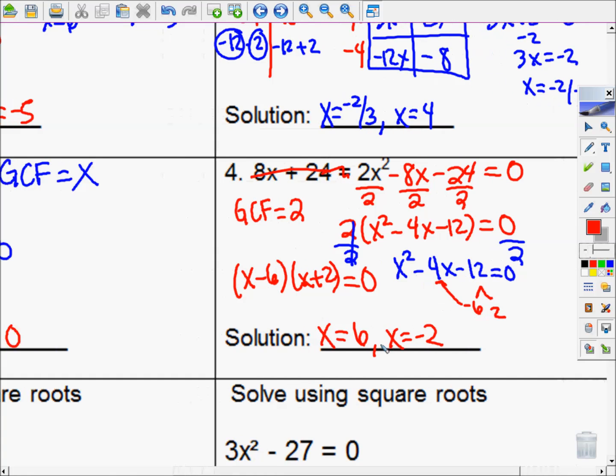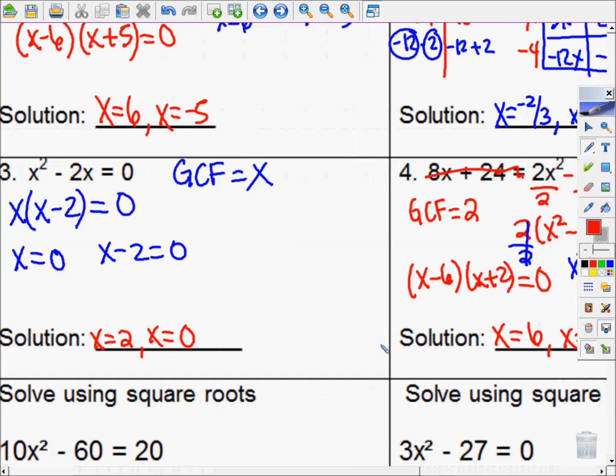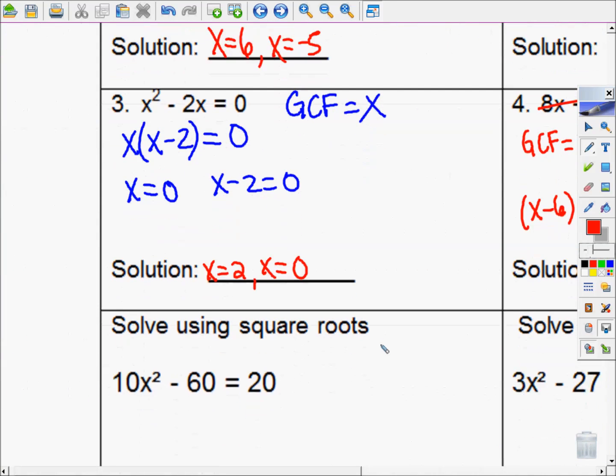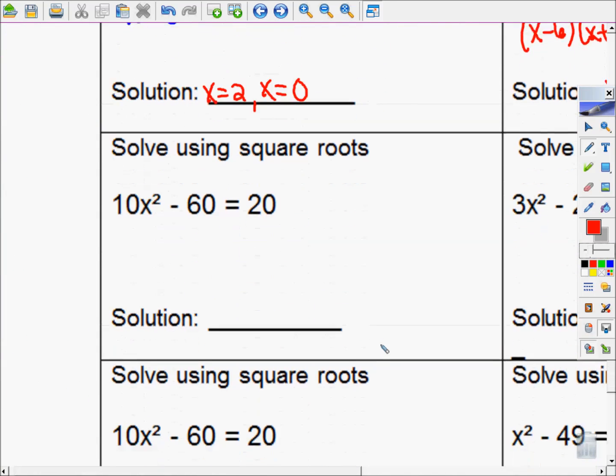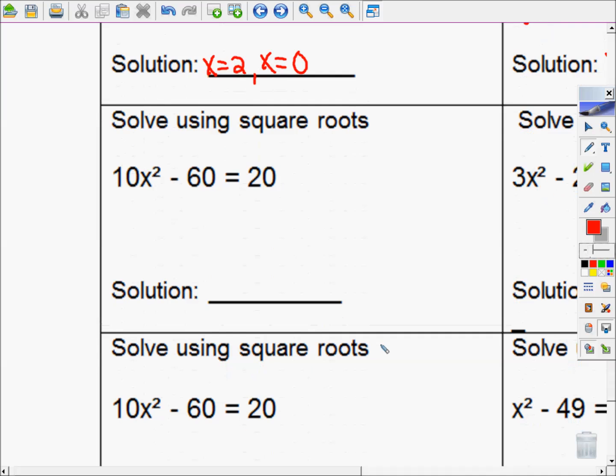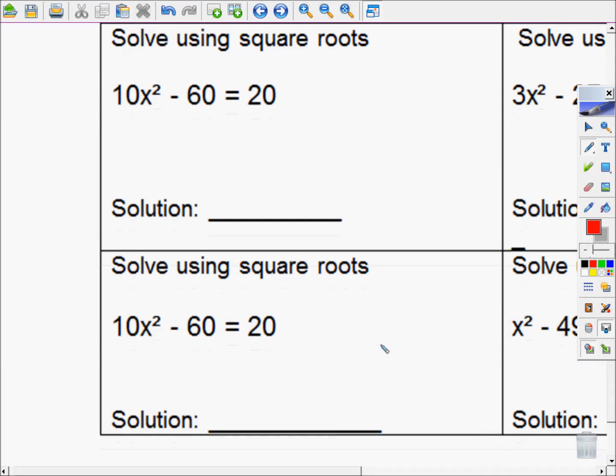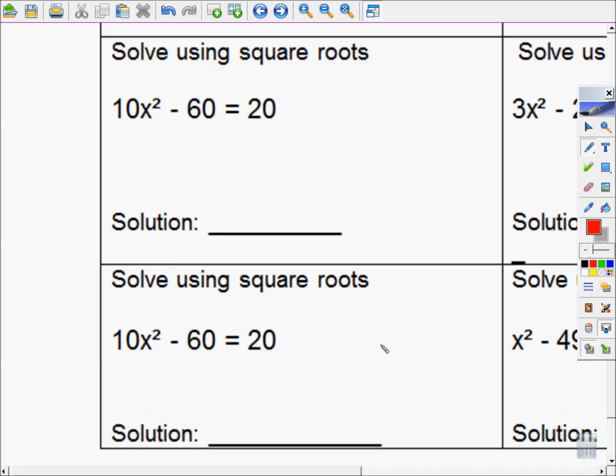Alright, let's get a little harder. Alright, this one is the bottom one. We're absolutely the same. So if you need some extra writing room, look at it. You can look at it.